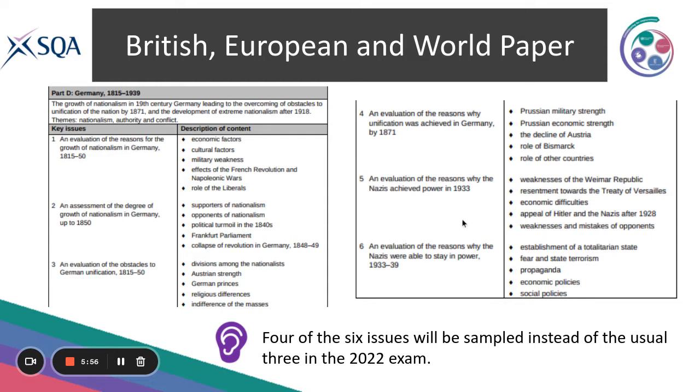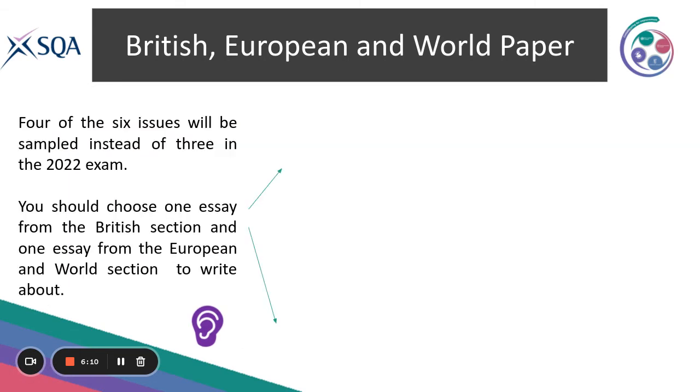It just depends on how much was able to fit in at the time. So I've given you an example of Germany here, but every topic from Britain, from Crusades, etc., is split into 6. And 4 of these different types of essays will be asked. I'll show you a bit more about that in the next slide.